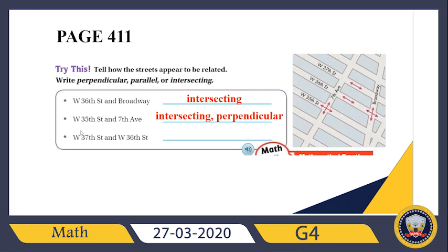Okay, let's check the third one. W37th Street and W36th Street. In this one, are they parallel, intersecting, or perpendicular? Okay, good. So W37th Street and W36th Street never cross. If they never cross, I can say these streets are parallel to each other, right? Because this distance is always the same and they never cross.